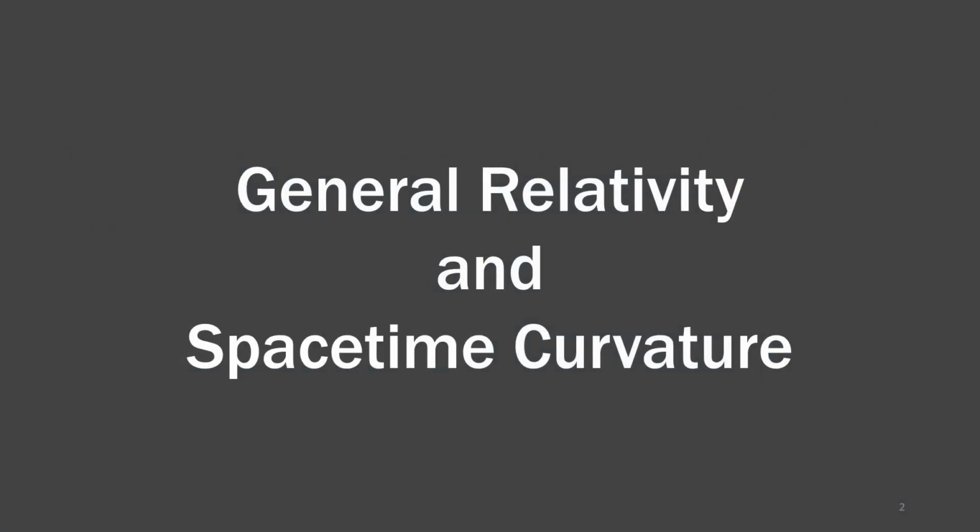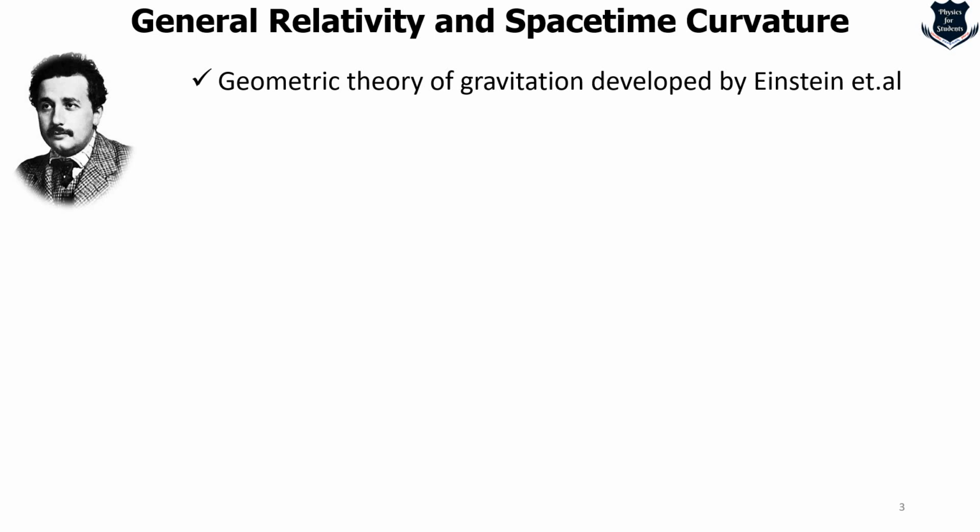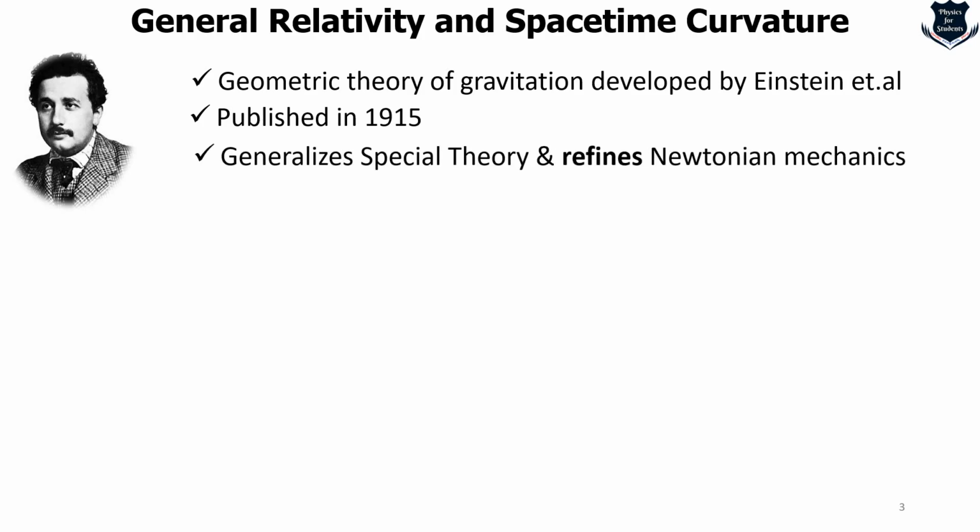First, we will look at what space-time curvature is and how it shapes our understanding of general relativity. General relativity is the geometric theory of gravitation published by Albert Einstein and others in 1915, and it is the current description of gravitation in modern physics.